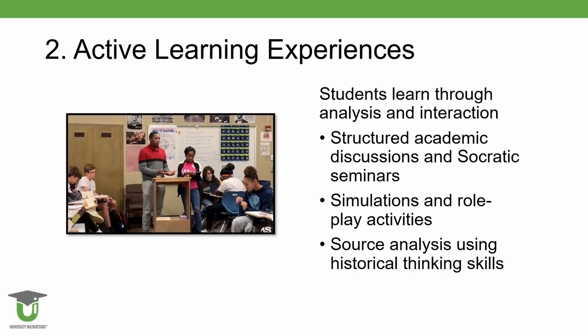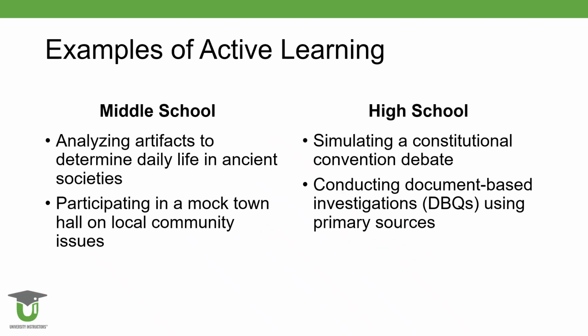Active learning requires students to engage cognitively and socially with content. Rather than passively receiving information, students participate in discussions, simulations, and source analysis. These experiences mirror the work of historians, geographers, economists, and political scientists, helping students develop disciplinary skills while deepening content understanding. Active learning examples illustrate students engaging in the work of social scientists.